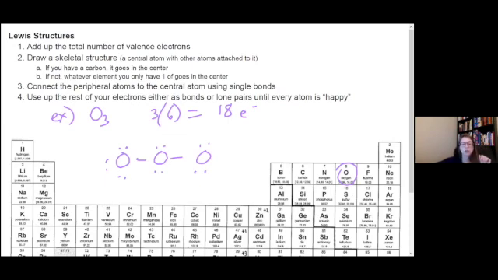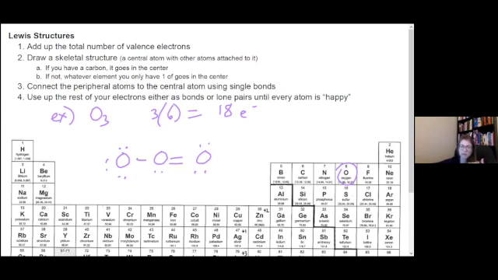If I check, the oxygen on the left is happy, 2, 4, 6, 8. The oxygen in the middle is happy, 2, 4, 6, 8. The oxygen on the right, not happy, 2, 4, 6. I can't just draw 2 more electrons on it or I would have more than 18, but I can get it to share with the oxygen next to it. So taking a lone pair off of the oxygen in the center and making a double bond between the 2. Now I still have 18 electrons in this picture, but every oxygen is happy.